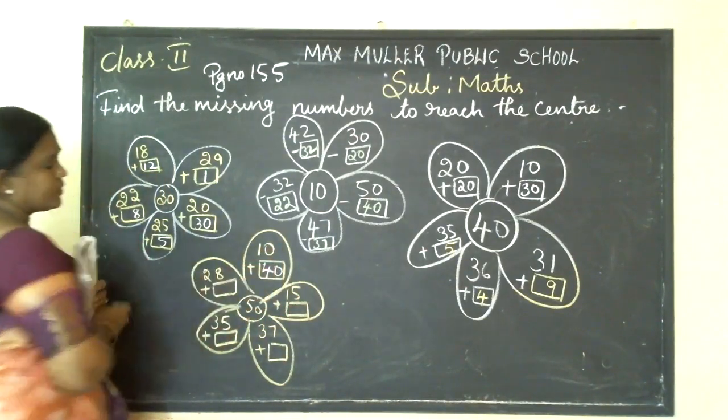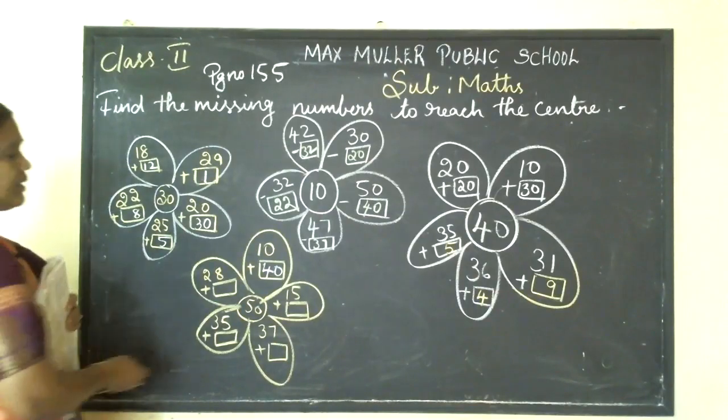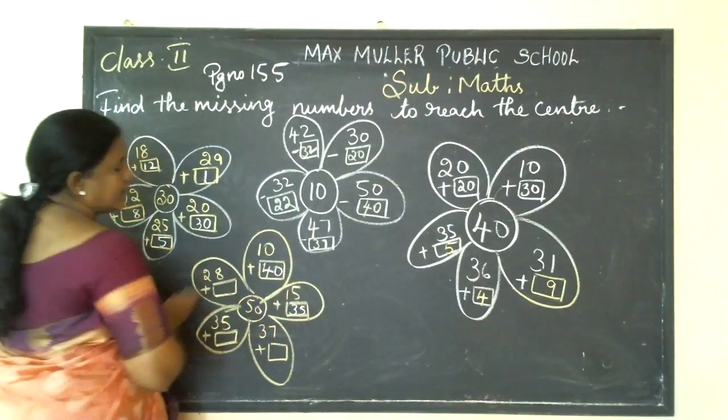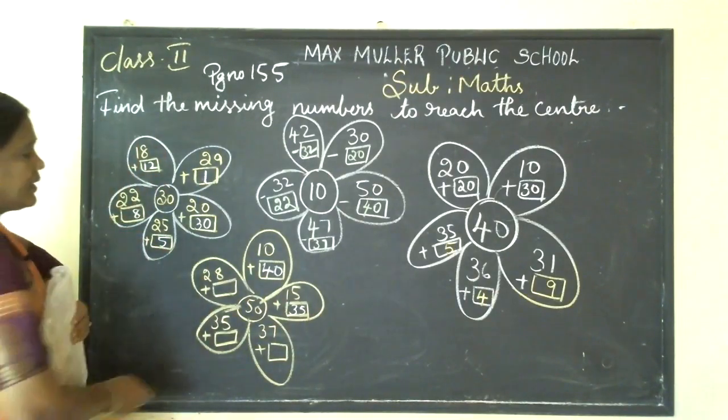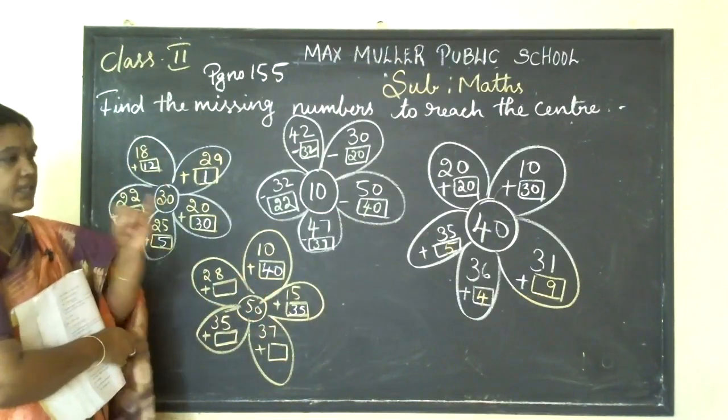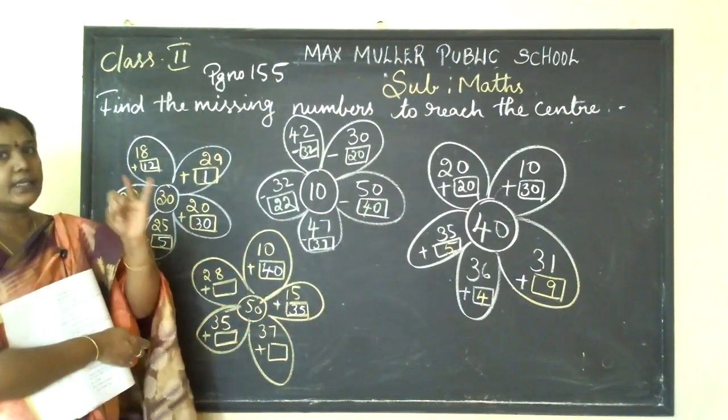40. 10 plus 40, 50. Here, how much do you want to add? 35. 35 plus 15, 50. 5 plus 5, 10, 4, 5. Here 37 is there, children. See 36, 37, 38, 39, 40.